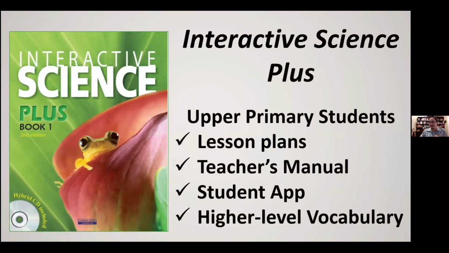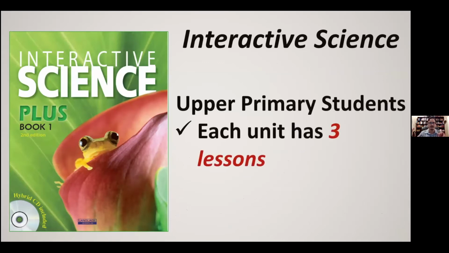Now, we'll be looking specifically at the Interactive Science Plus book. This is for the upper primary students, and it includes all the things: lesson plans, teacher's manual, student app, and it's definitely, and you'll see it when we explore the book, higher level vocabulary focused. And this is true for the regular Interactive Science book and also the Plus book. Each unit is designed to be 3 lessons. I'll say that again, each unit has 3 lessons. So you can, from one unit, get 3 different class periods out of that one unit if you want to.